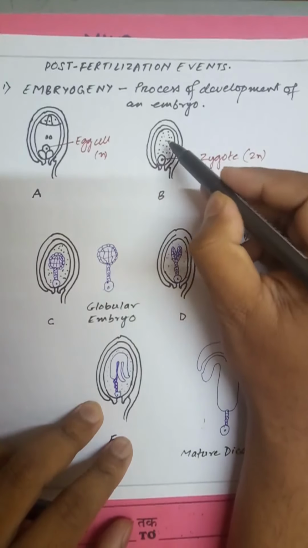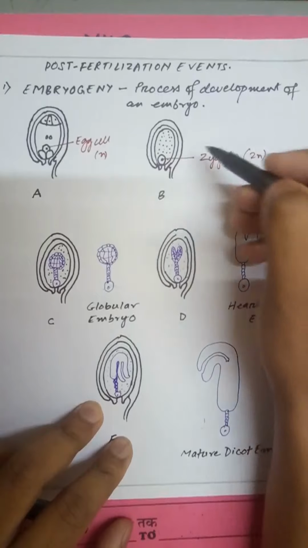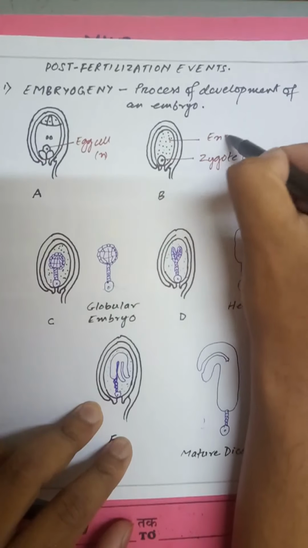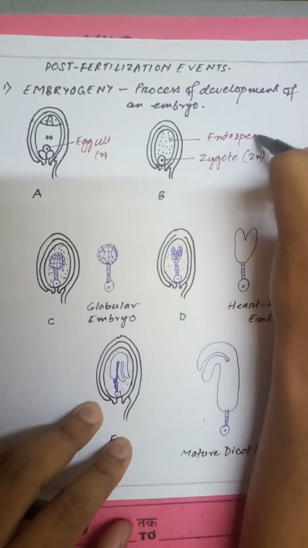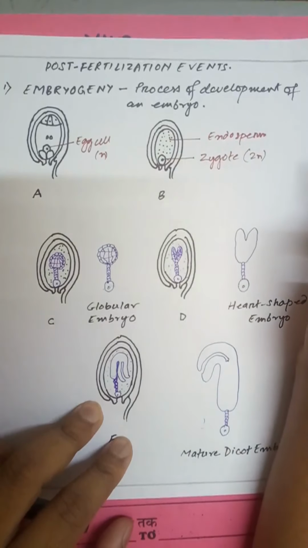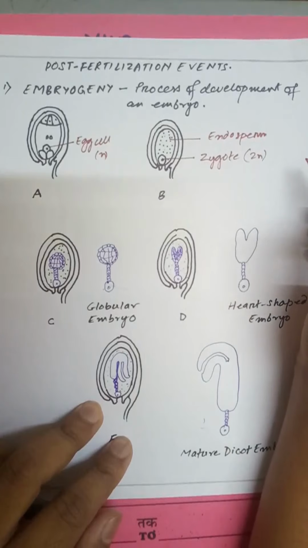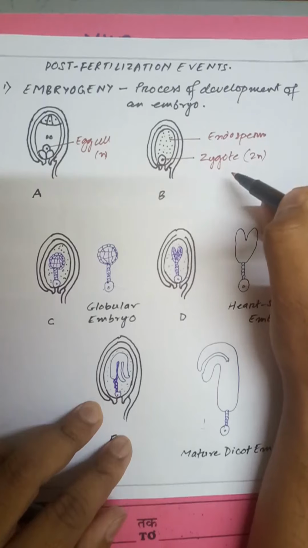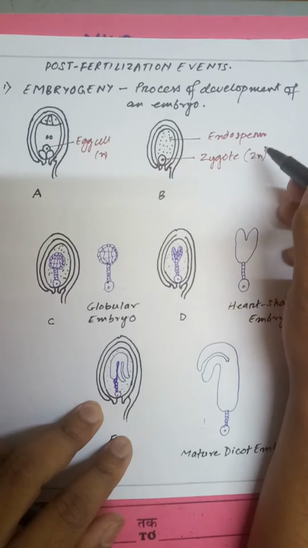What are these dotted structures? This dotted area is the endosperm, which provides nourishment to the developing embryo from the zygote. The zygote will give rise to embryo. Embryo needs nourishment. The nourishment is provided by the nutritive endosperm.